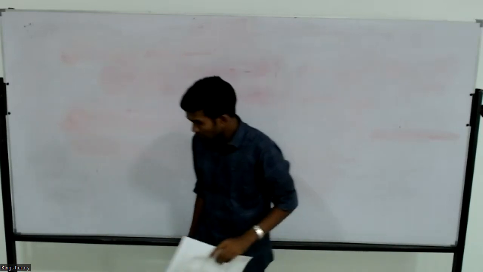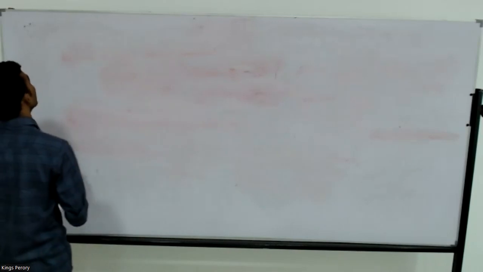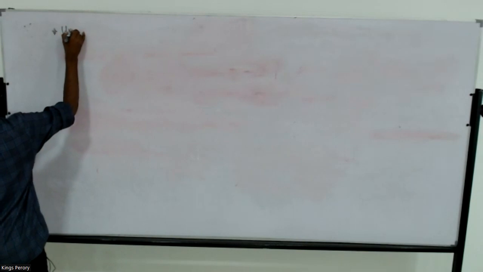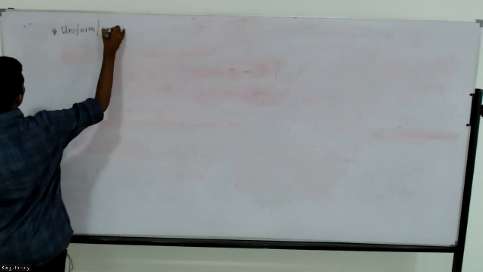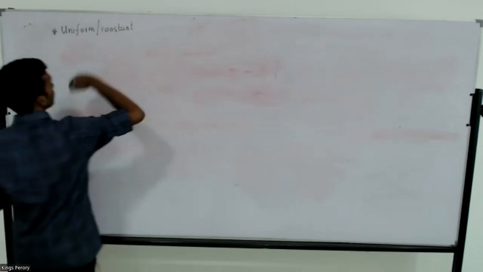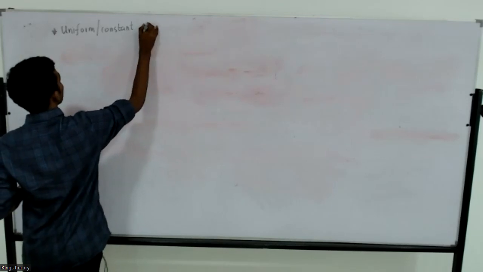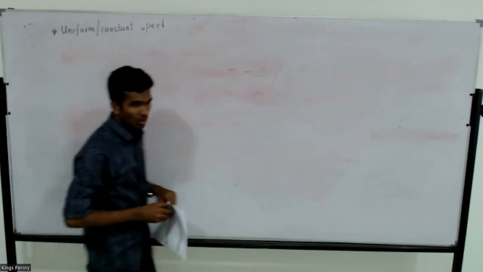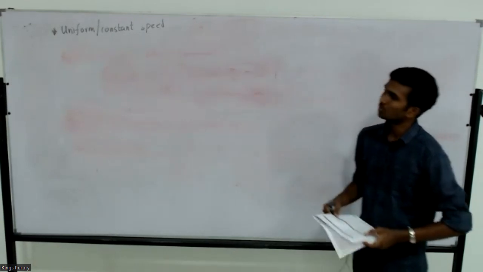Now, people, we need to understand two things about speed. One, uniform or constant speed. And next, we need to understand about mean or average speed. First, we'll learn about uniform or constant speed.